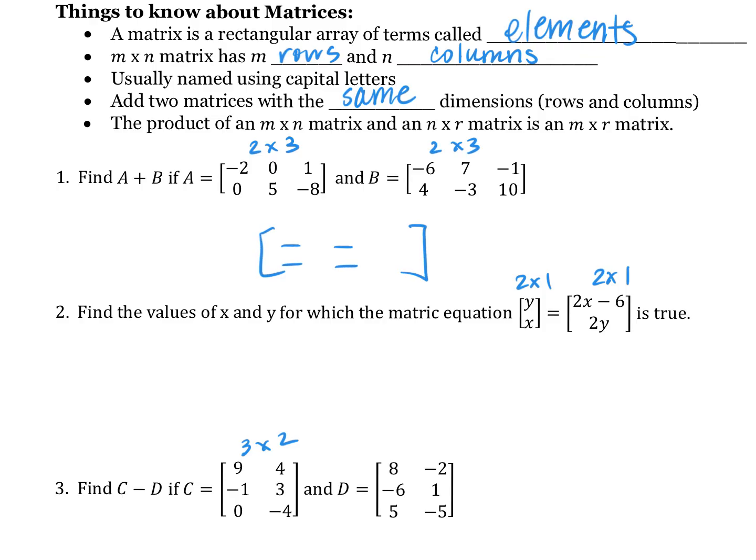So sometimes I go through and I'm like, okay, that's a 2x3. And when you add them, you're going to be like, this is great. Whatever's in the top left, you add. Those go in the top left. What's -2 plus -6? That's all that you got to do. Top middle, 0 plus 7. 7. 1 plus -1. 0. 0 plus 4. 5 plus -3. -8 plus 10. And you just added 2 matrices. We love adding. We love them.